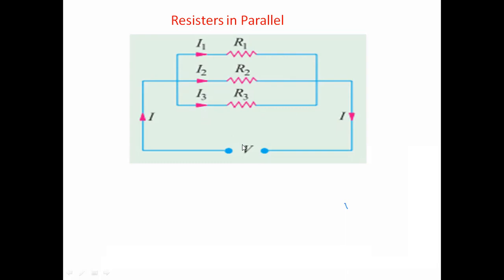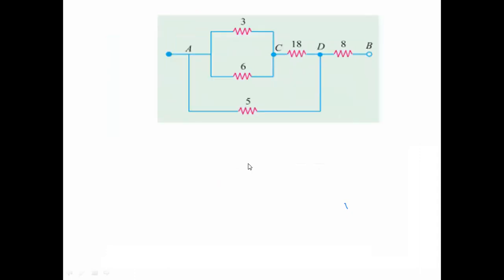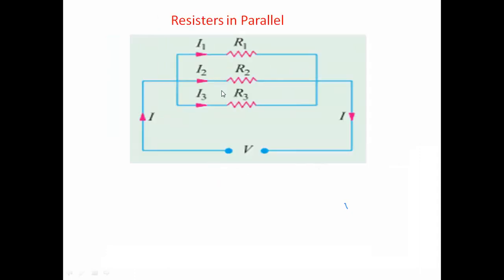So what about the voltage? In all these cases, the voltage is constant. In the previous series circuit, the current is the same. In the series circuit, the current is the same throughout the entire circuit. Whereas for the parallel circuit, the voltage is constant across all these three resistors. Voltage is constant, but current is divided.